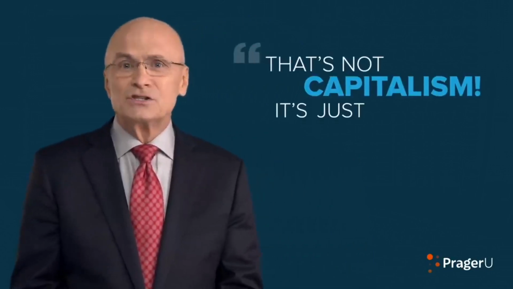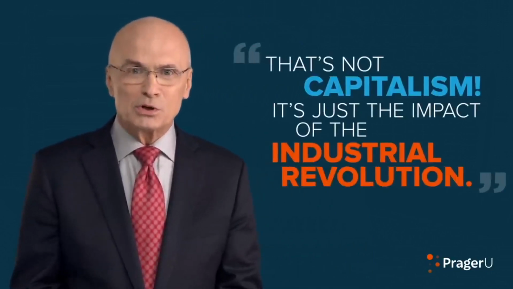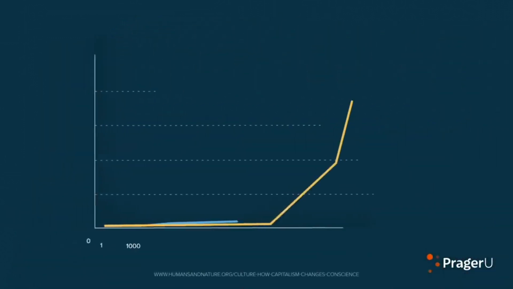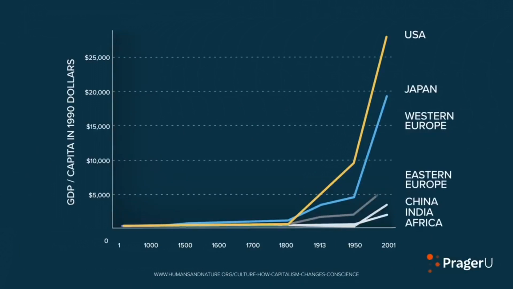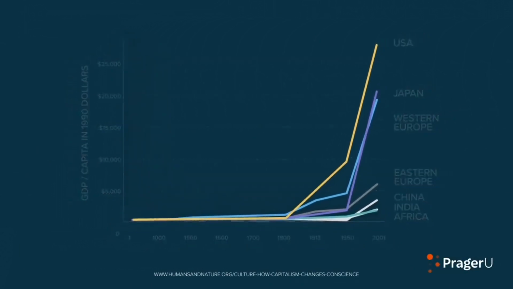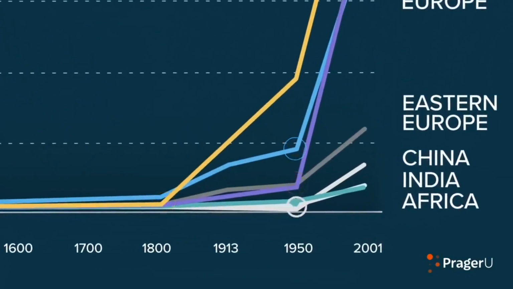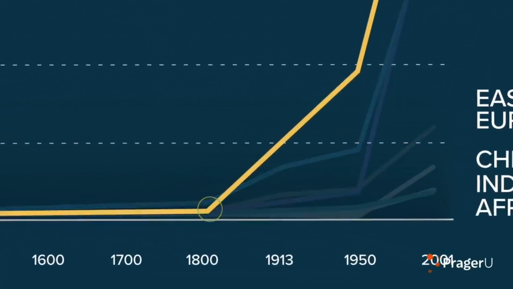Often when I show this graph to students, I get this comment: that's not capitalism, it's just the impact of the Industrial Revolution. So I show them another chart by the Maddison Project. This one breaks the GDP hockey stick into regions. As you can see, there are a number of hockey sticks, but note that they don't rise at the same time. The United States surged first.